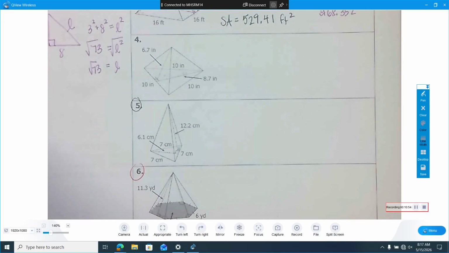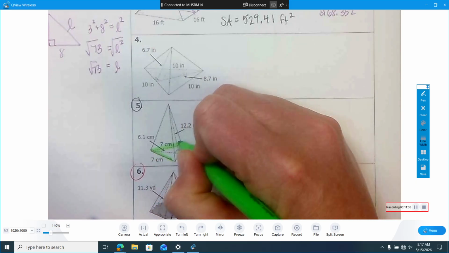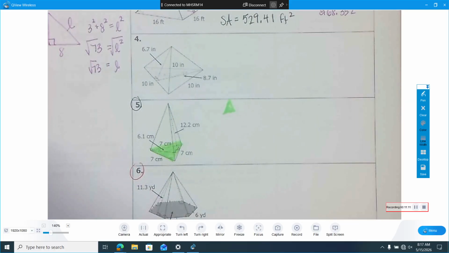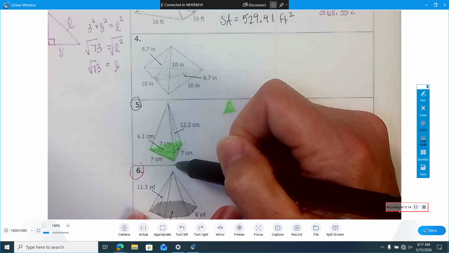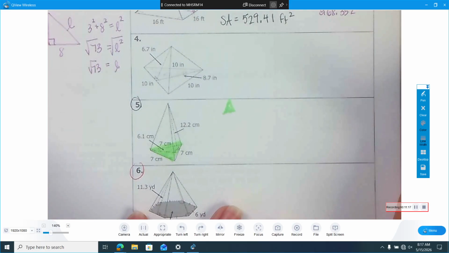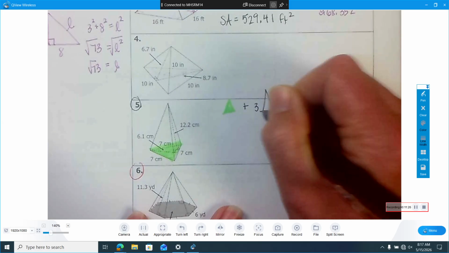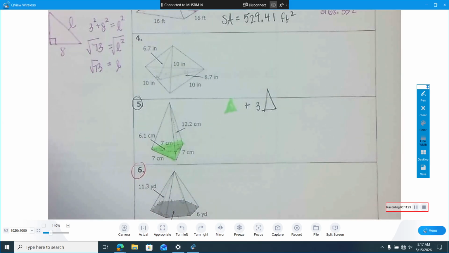So number 5 is a different type of pyramid. This is a triangle-based pyramid. So it has this base triangle in green. But then it has the tall triangles, and those are much taller. And how many of those tall triangles are there? 3, yeah, 1 for each side of the base. So there are 3 tall triangles. I'm going to draw it that way. So it's important we understand that those are not 4 of the same size triangles, right? So we got to be really careful.